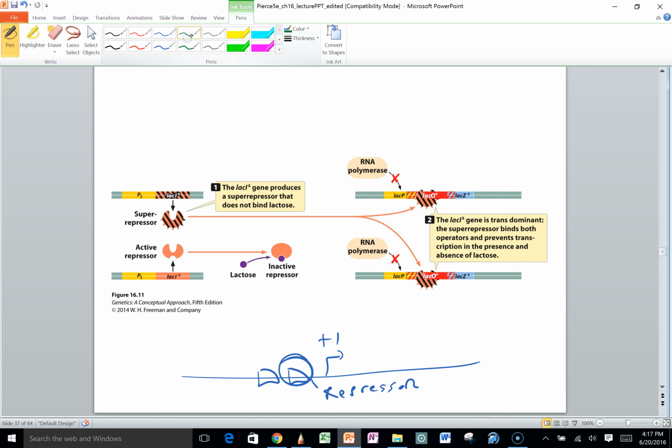But, so here's lactose. Lactose cannot bind onto the repressor. So the repressor is always bound. So here's your super repressor. The super repressor binds onto the operator, and binds onto that operator, and once it gets bound, it gets stuck. So even if there's normal repressor around, this repressor will bind onto the operator and get stuck, and it will prevent transcription from happening. So that's a super repressor.